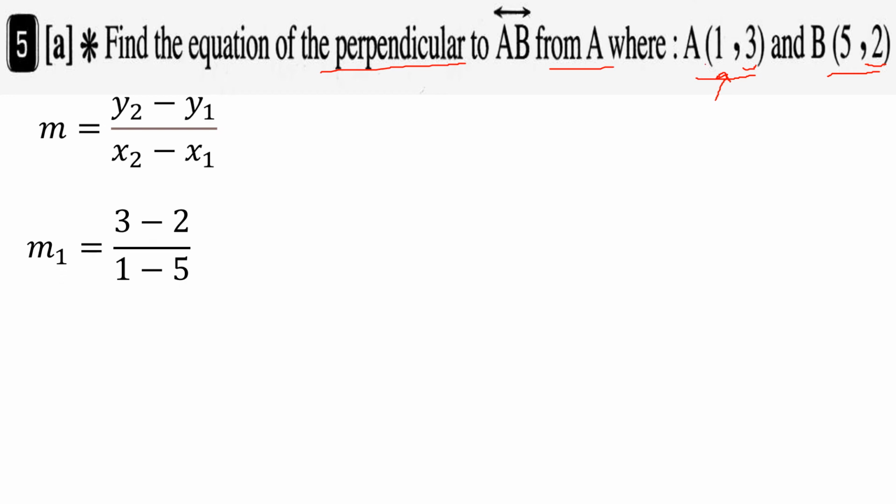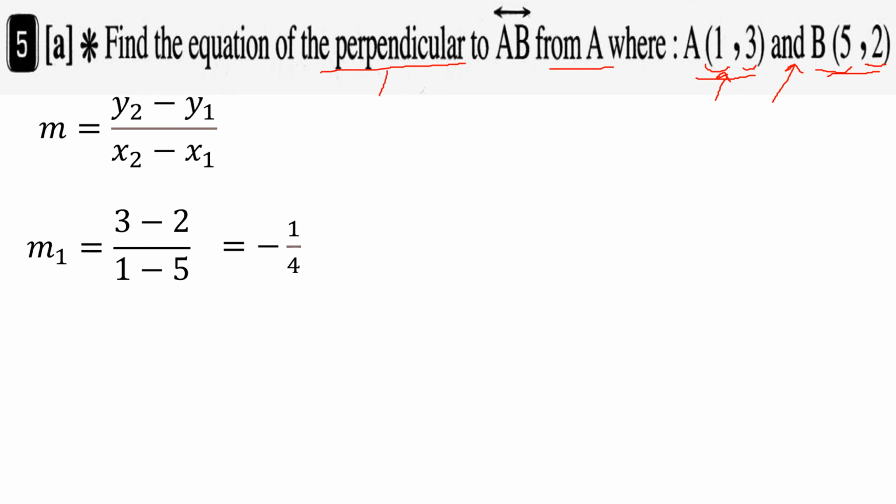Question 5, part A. It says find the equation of the perpendicular to AB, where A is (1, 3) and B is (5, 2), from the point A. Okay. First we need to find the slope of this straight line. So slope equals y2 minus y1 over x2 minus x1. Let's substitute. y2 is 3, y1 is 2, x2 is 1, x1 is 5. This will give me finally negative 1 over 4. This is the slope of this straight line.